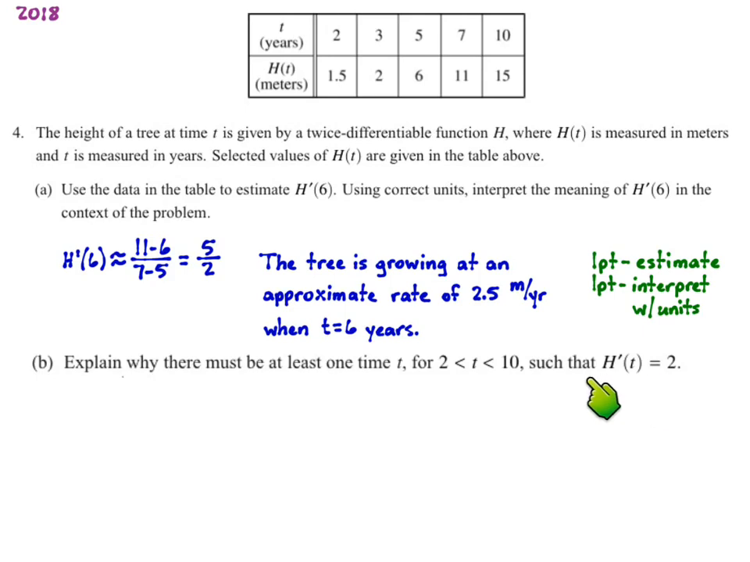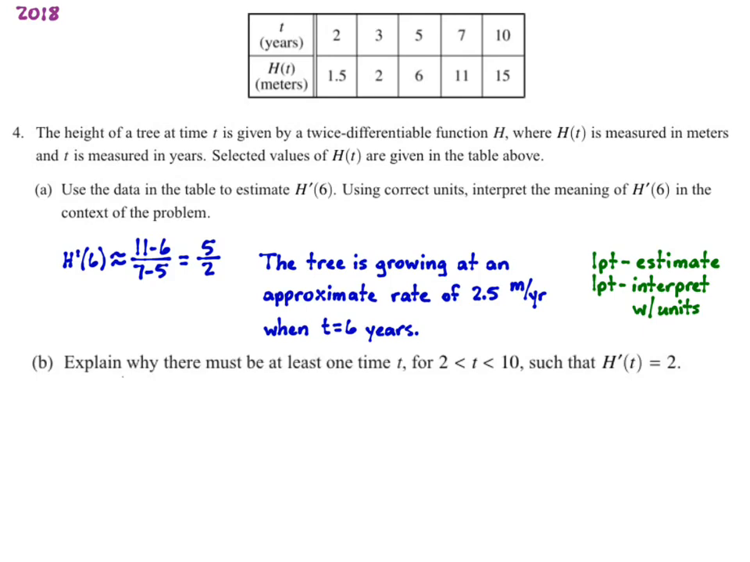The problem in this particular case is we need to find the slope of h for which h prime is 2. And if we look at this interval from 2 to 10, if I find the slope from 2 to 10, well, that would be 15 minus 1.5 over 10 minus 2. And if you simplify that, you don't get 2. And so at first glance, you go, well, it doesn't work because the average slope over that interval isn't 2.